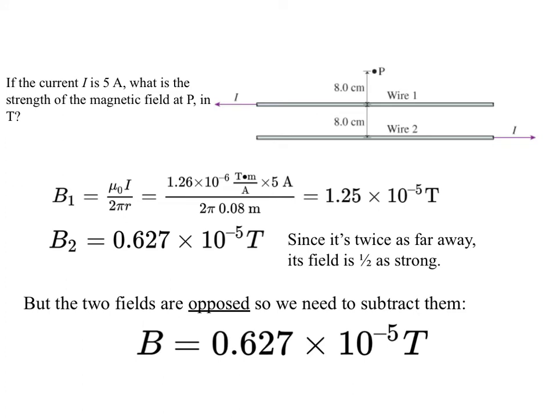And there's no good reason these aren't 12.5 and 6.3 microtesla, which probably makes more sense, but whatever. The fields are opposed, which means one of them would have to be a negative. So we're going to say this field minus this field, which is, of course, itself again, 0.627 times 10 to the minus 5 Tesla. And as we already said, it would be into the page.